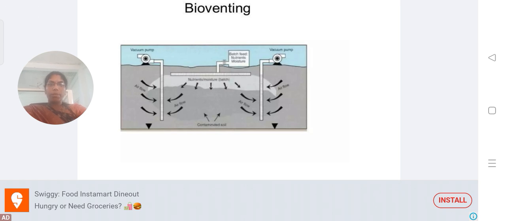So two venting pipes are there. On the left side we have to place one, and on the right side we have to place another venting pipe. One venting pipe takes the hazardous air to the other venting pipe, and next a vacuum pump we have to give to the bioventing.